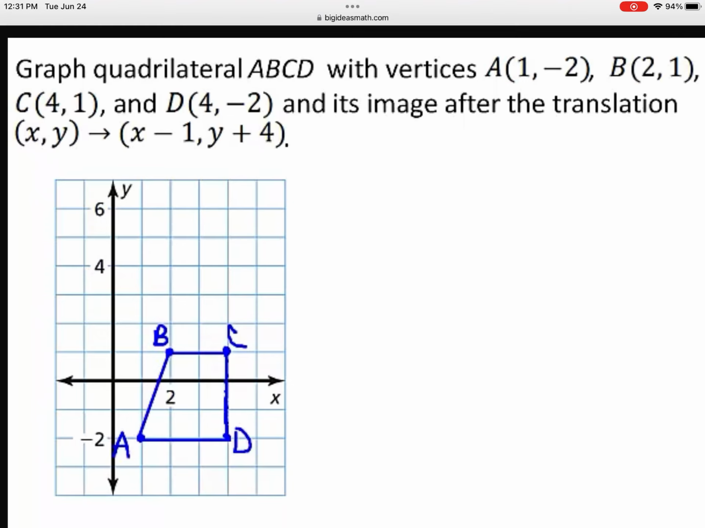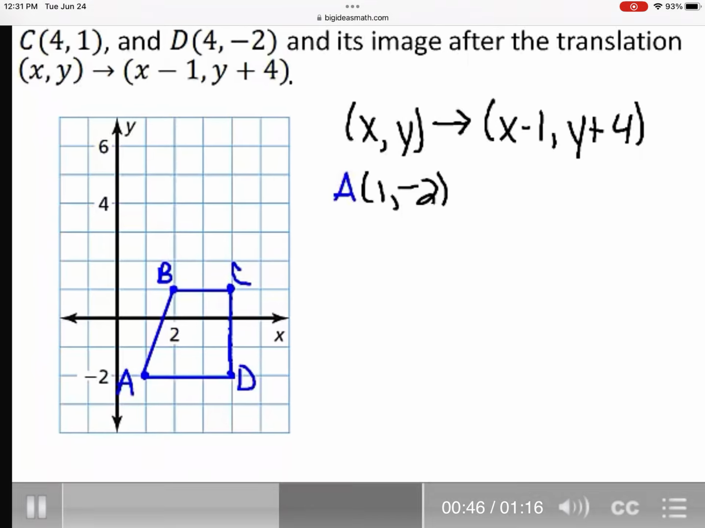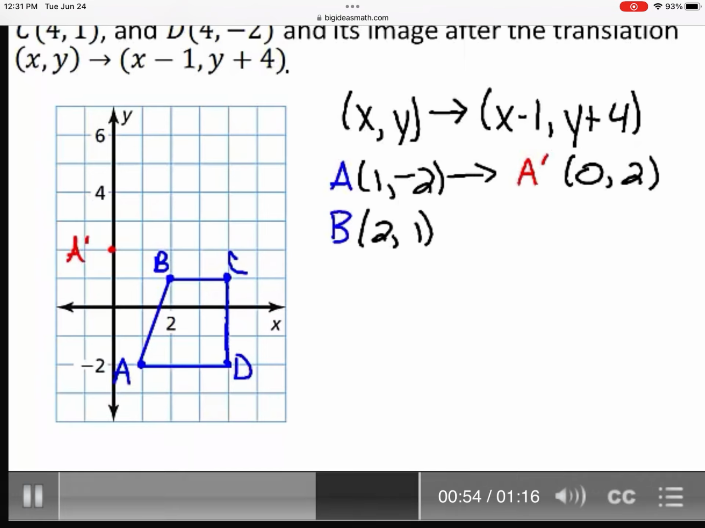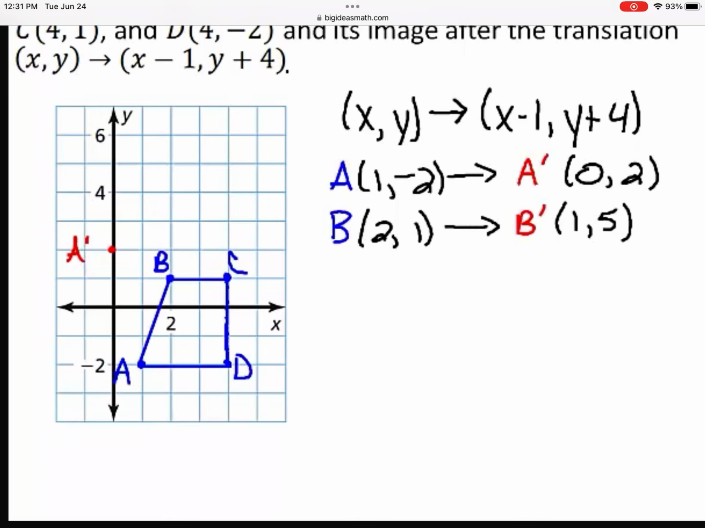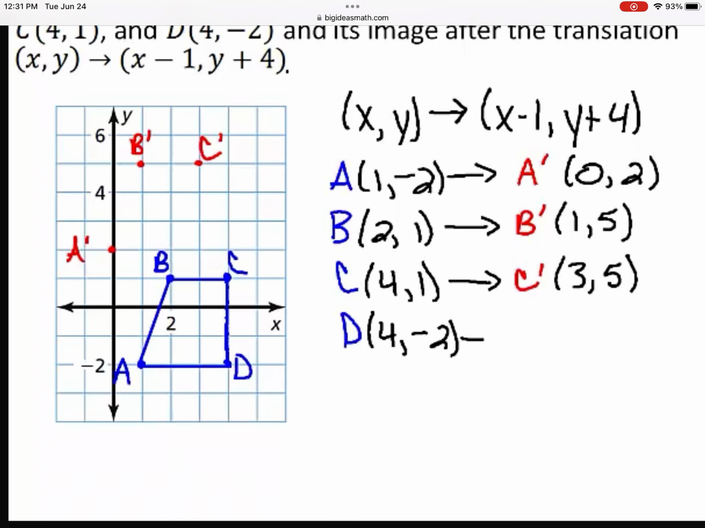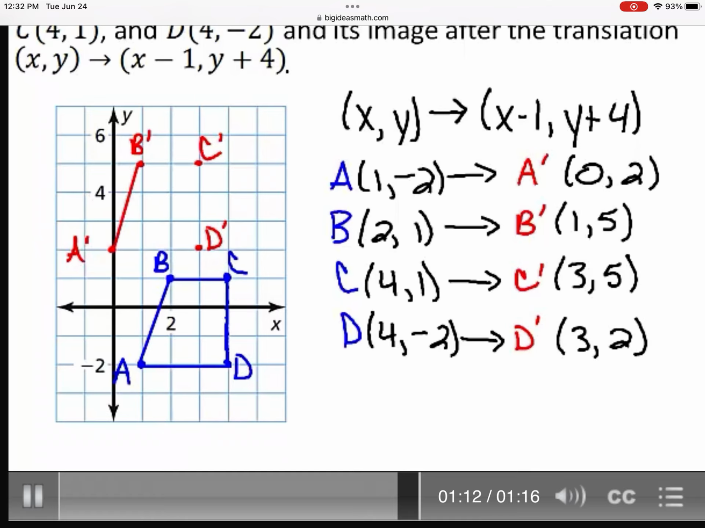Because the point (x, y) maps to the point (x - 1, y + 4), to find the coordinates of the vertices of the image, subtract 1 from the x-coordinates and add 4 to the y-coordinates of the vertices of the pre-image. 1 minus 1 is 0, and -2 plus 4 is 2. So the point A(1, -2) maps to the point A'(0, 2). Similarly, the point B(2, 1) maps to B'(1, 5). The point C(4, 1) maps to C'(3, 5). And the point D(4, -2) maps to D'(3, 2). To complete the graph of the image, draw line segments connecting the vertices.